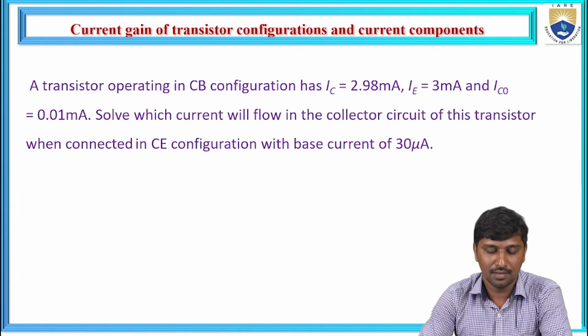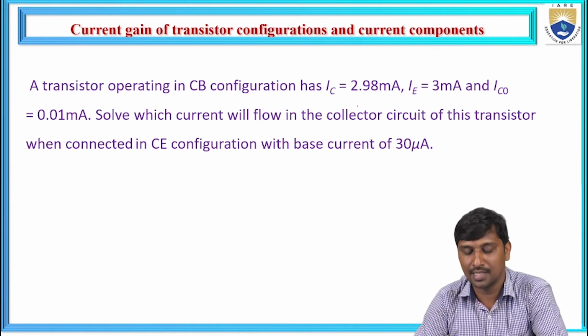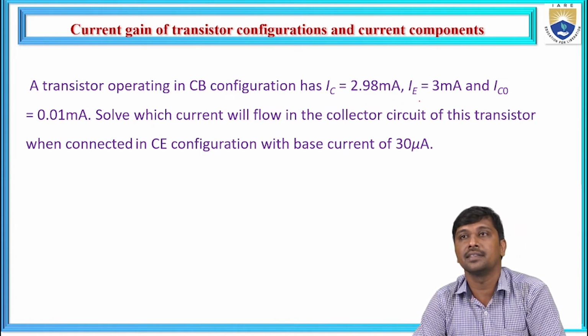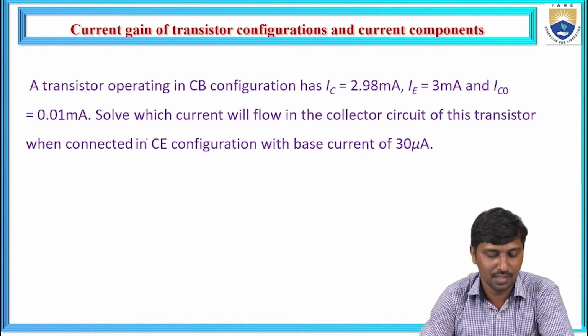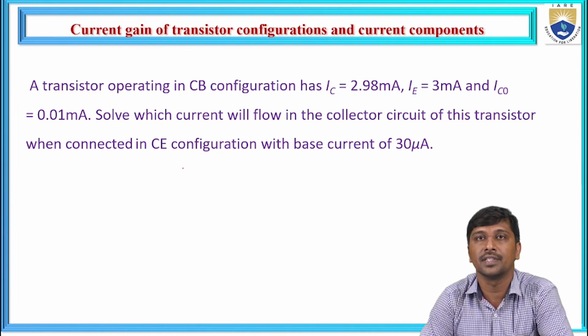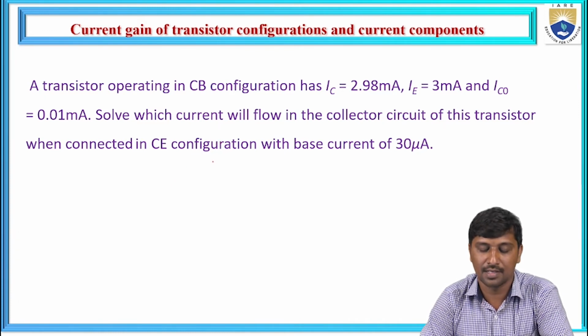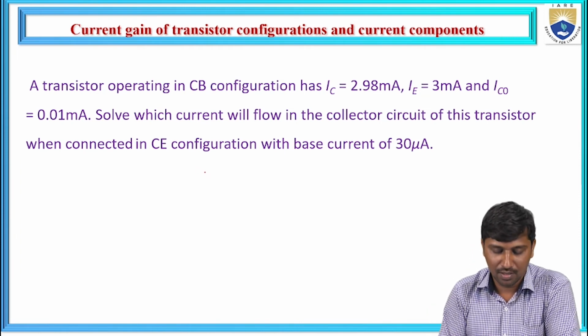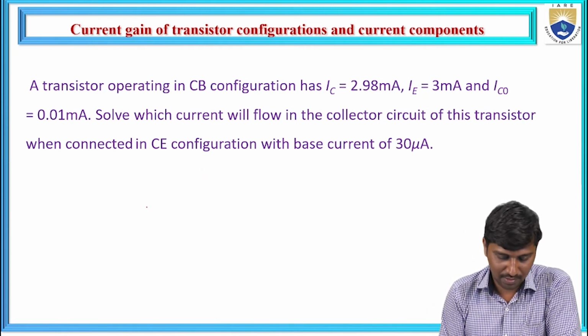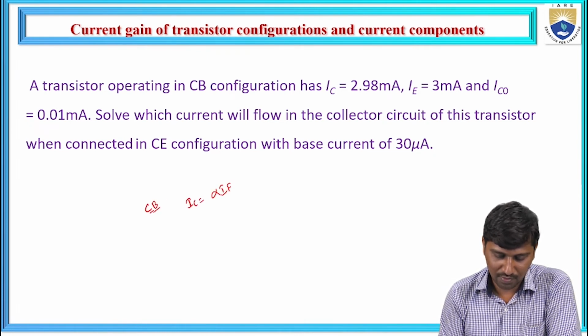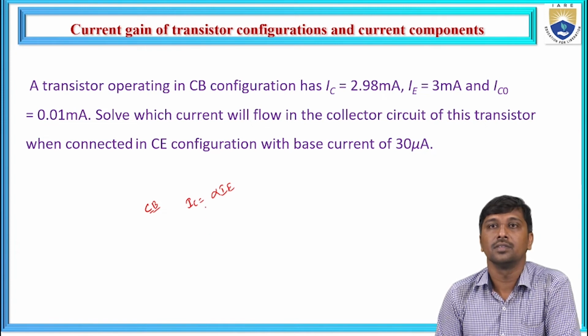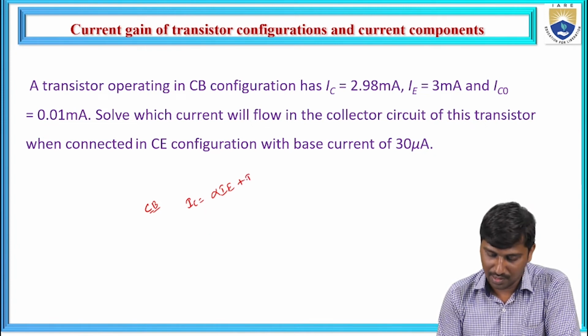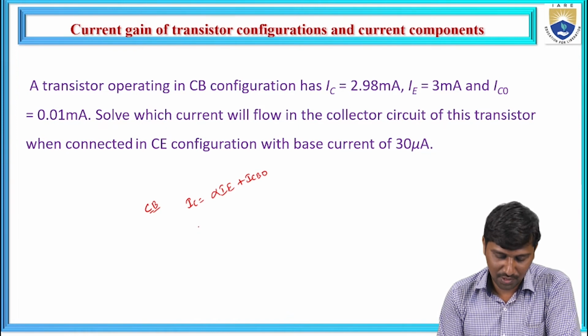Then, a transistor operating in a CB configuration has IC of 2.98 milliamperes, IE of 3 milliamperes, and IC naught is 0.01 milliamperes. Solve for which current will flow in the collector circuit of the transistor when connected in CE and the base current is 30 microamperes. For this case, from the CB configuration, IC is equal to alpha times IE plus ICBO. So from this, first identify the alpha.